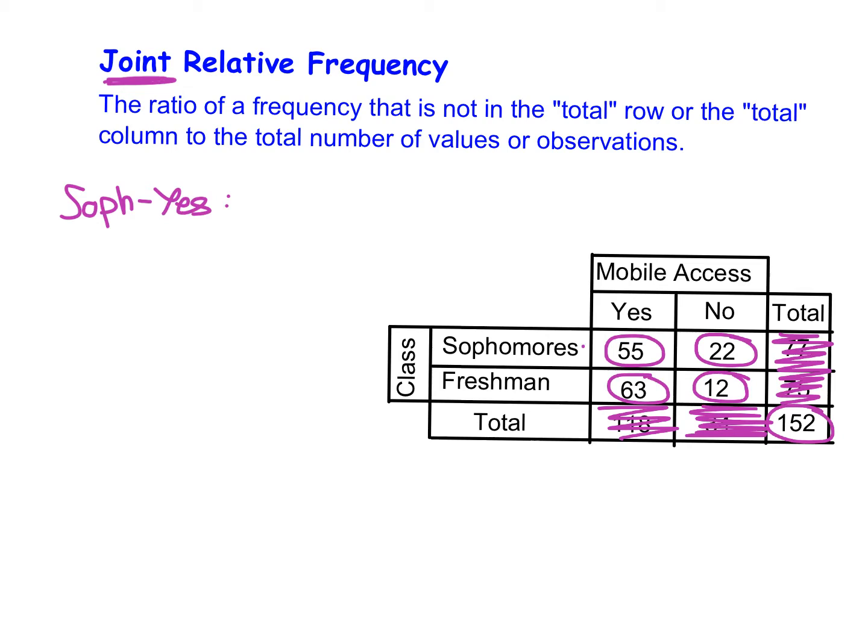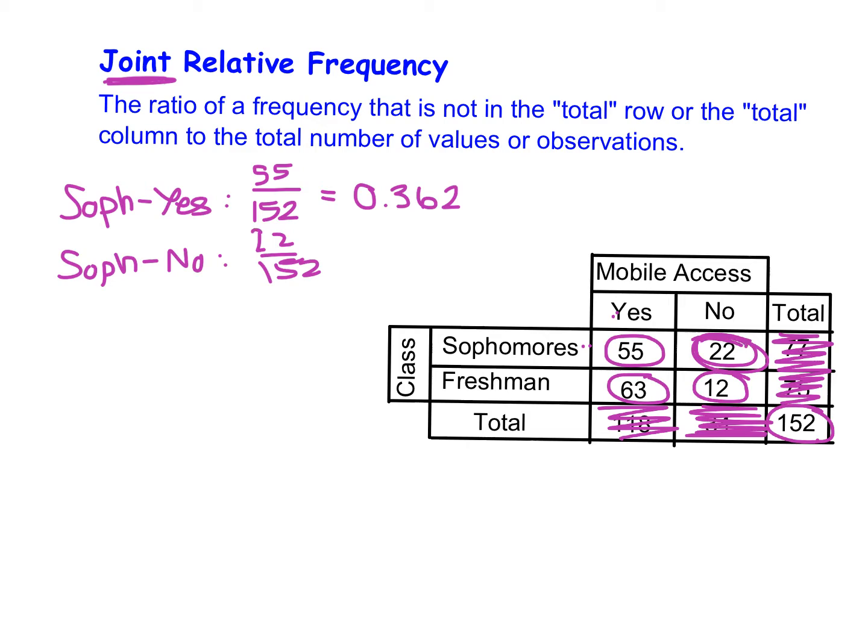Because it's joint, we have two details there. So we're taking 55 and dividing it by the total of 152, which is approximately 0.362. Then we can find the joint relative frequency of sophomores and no, which is right here. So we take 22 over 152. Notice that I'm taking that joint frequency, which is 22, because it has two things, divided by the total, and that gives me 0.145.